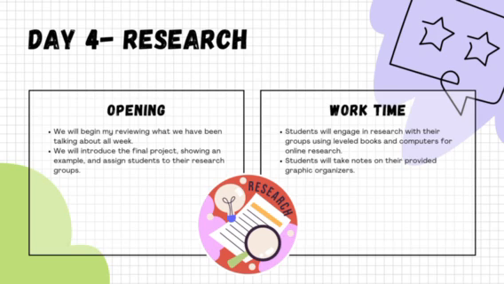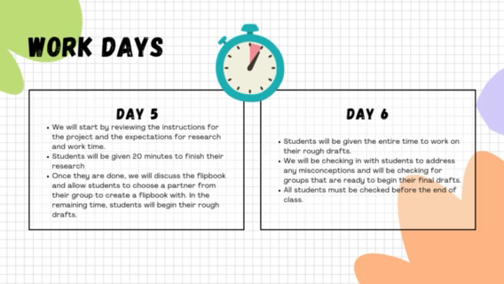These groups will be predetermined by their reading skills and abilities. After this, students will then be given work time where they will work in their groups to engage in research using the leveled books given to them, and then will also be allowed to use their computers for online research after they have at least read 2 texts. They will be taking notes of their research on the graphic organizers that were provided to them, and some students will be provided sentence stems as necessary.